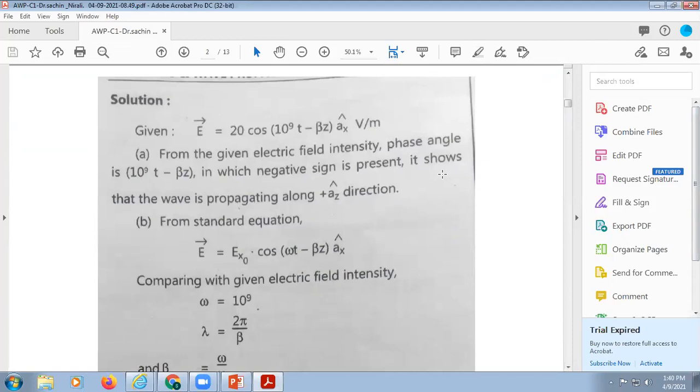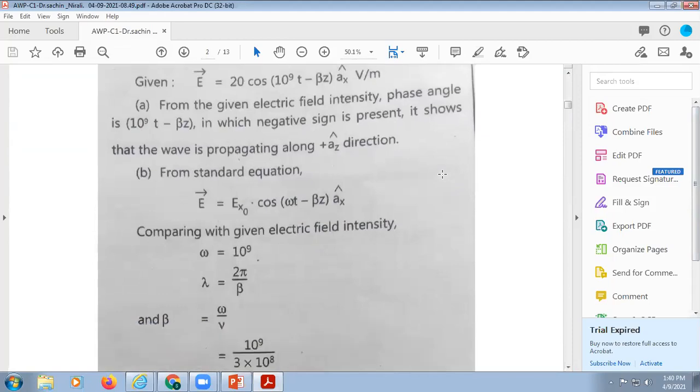So how can we start? Just note down here what is given. The given thing is nothing but the equation: E is equal to 20 cos in bracket 10 raised to the power 9 t minus beta z bracket close AX volt per meter.